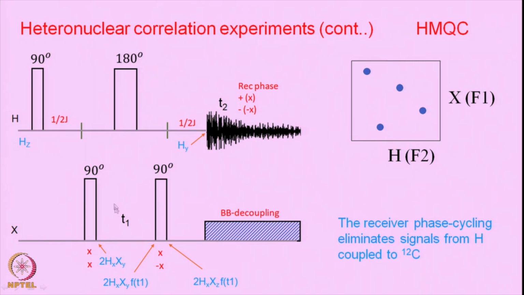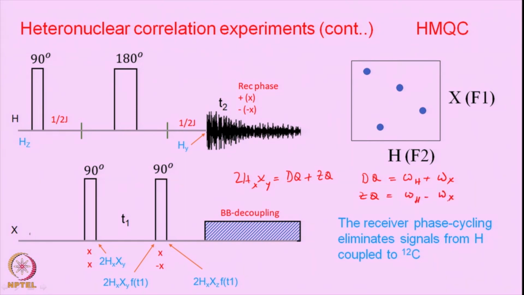Now, first let us look at what happens here. We have the relevant product operator term, which is 2HxXy. What is this? You recall the discussion of the product operators. We know 2HxXy is the sum of double quantum coherence plus zero quantum coherence, as double quantum goes with the sum of the two frequencies, omega H plus omega X, and the zero quantum goes as omega H minus omega X.